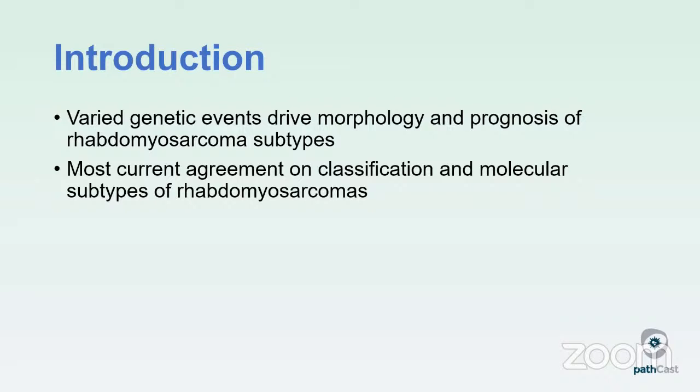However, the emphasis of this talk is being practical. Sometimes we don't have access to molecular methods. So the emphasis is first being familiar with the subtypes, and second, being familiar with morphologic clues that could suggest such subtypes in the absence of molecular tools. The importance of it is that molecular classification imparts prognostically relevant information that may be useful in risk-adapted therapy. So with that, we're going to review the most current agreement on classification and molecular subtypes.